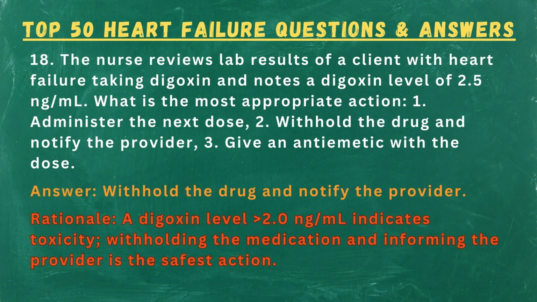18. The nurse reviews lab results of a client with heart failure taking digoxin and notes a digoxin level of 2.5 nanograms per milliliter. What is the most appropriate action? 1. Administer the next dose. 2. Withhold the drug and notify the provider. 3. Give an antiemetic with the dose. Answer. Withhold the drug and notify the provider. Rationale. A digoxin level greater than 2.0 nanograms per milliliter indicates toxicity. Withholding the medication and informing the provider is the safest action.